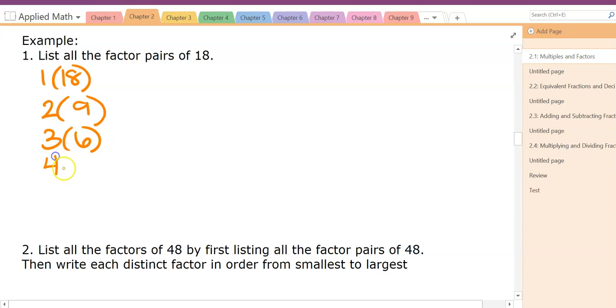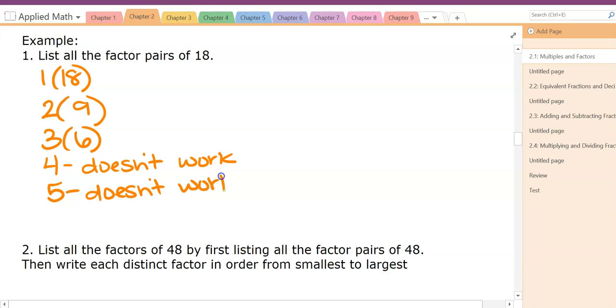4 doesn't work. 5 also isn't going to work. 6 would be times what? 3, but I already wrote that up in my list. So this is when I said you look for that repeating piece. So this repeats, which means that you stop here.